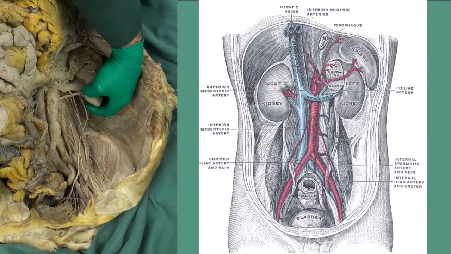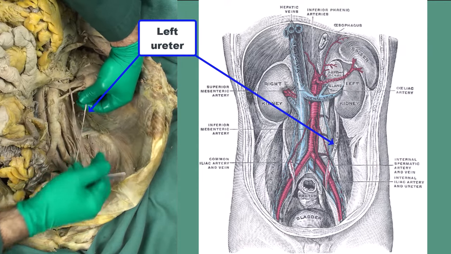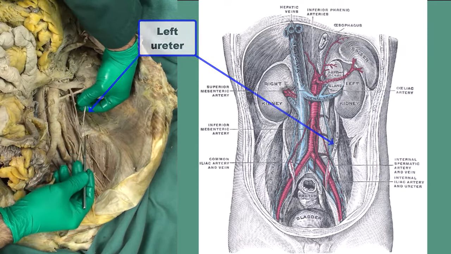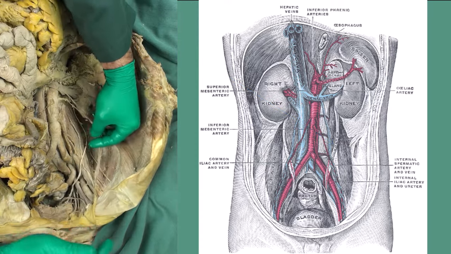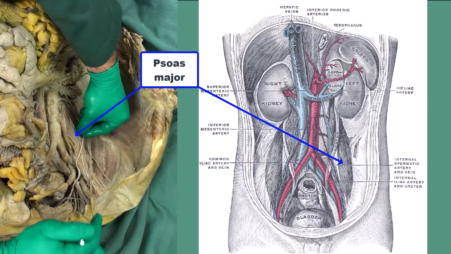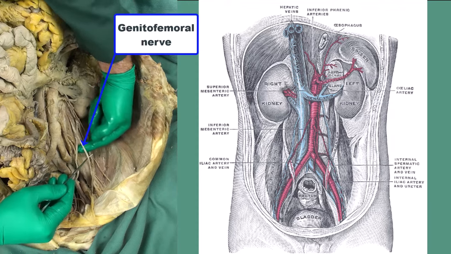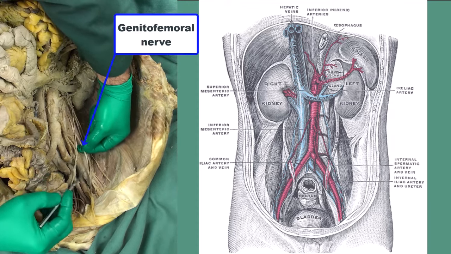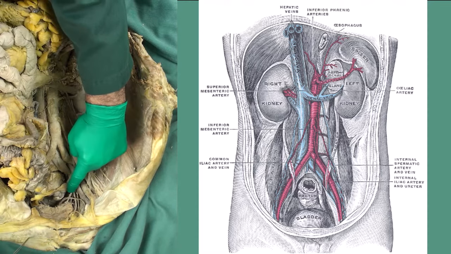When the ureter comes out of the renal hilum, it travels on the posterior abdominal wall and crosses in front of the psoas major. It is good to know that the ureter here crosses one of the branches of the lumbar plexus, that is the genitofemoral nerve. Then it passes over the pelvic rim and goes all the way down into the pelvis.